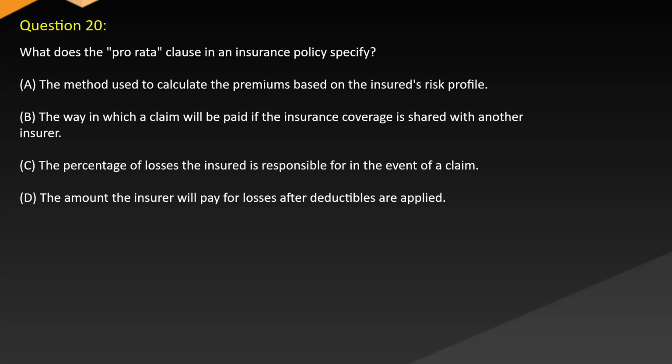Question 20. What does the pro rata clause in an insurance policy specify? A. The method used to calculate the premiums based on the insured's risk profile. B. The way in which a claim will be paid if the insurance coverage is shared with another insurer. C. The percentage of losses the insured is responsible for in the event of a claim. D. The amount the insurer will pay for losses after deductibles are applied.